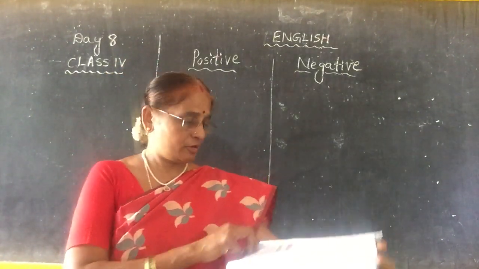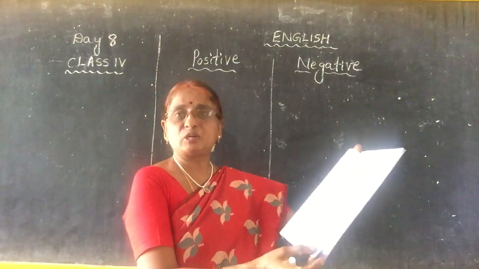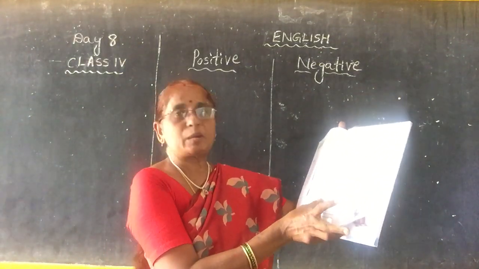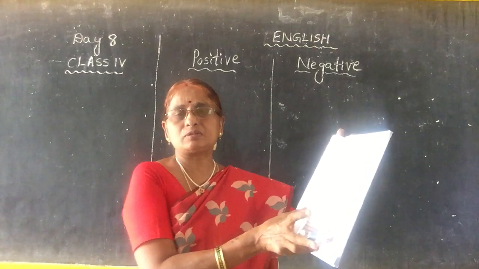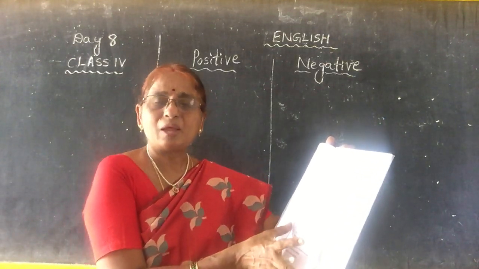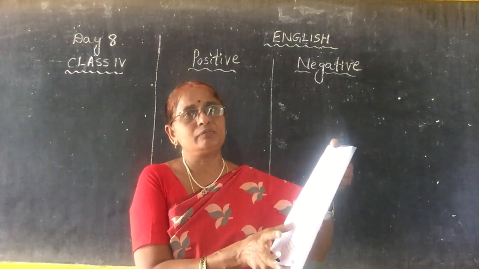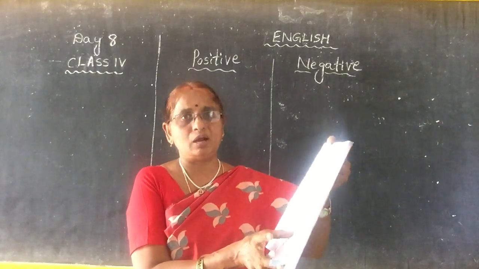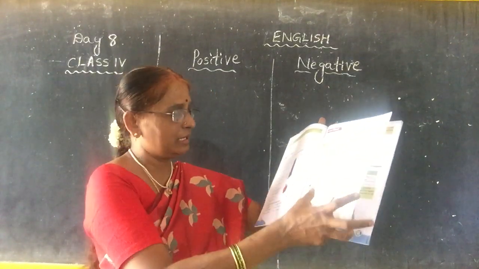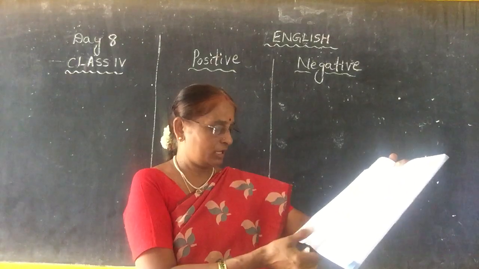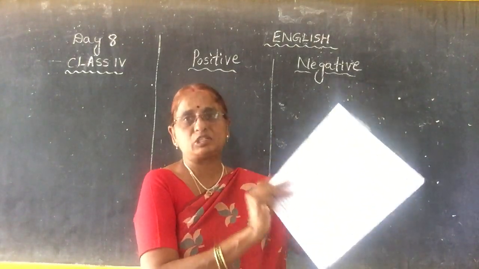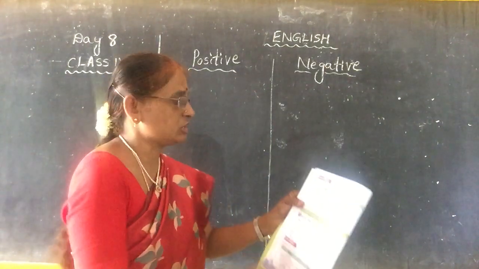In the previous class, I gave homework from page number 15, practice time C, changing the positive sentences into negative sentences by using the negative form of... what is the negative form? NOT, not. I explained this table and gave this homework. In today's class, page number 16, children. What is your page number 16 here?